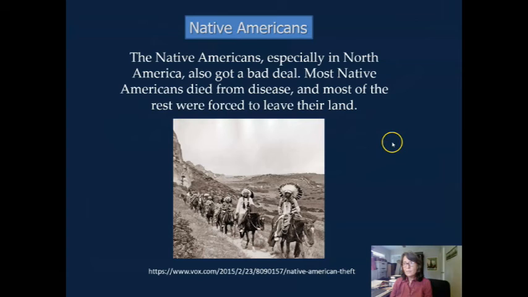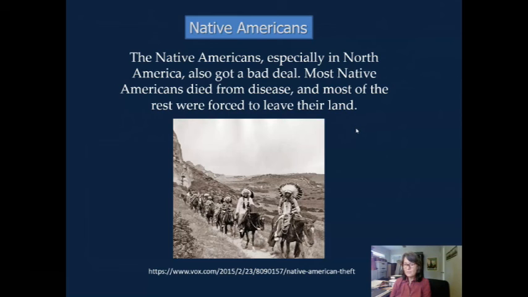The other group who got a bad deal were Native Americans. So the Native Americans, especially in North America, got a bad deal. Most Native Americans died from disease, and we killed many also in wars, but most of them died from disease. 90% of Native Americans died after the Europeans came to this land. The Europeans brought viruses, and the Native Americans did not have immunity from the virus, and they caught the viruses and they died. Then the ones who survived, the Europeans said, or the Americans of European ancestry said, you need to leave this land.